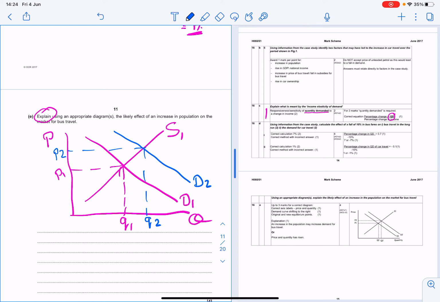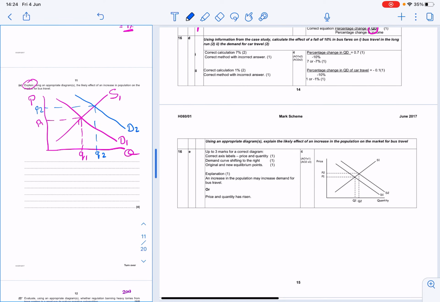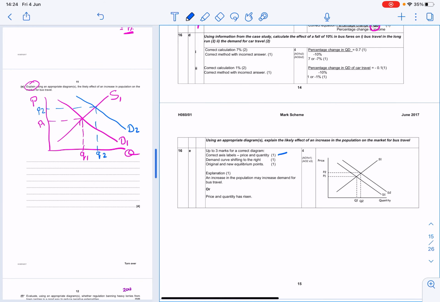So that's what's happened. And for your diagram, if we look over to the left-hand side, the diagram says up to 3 marks for a correct diagram. Correctly labelled axes, demand curve shifting to the right, new original and new equilibrium points. So we've got all of that on the diagram. So we've got the 3 marks. And then you've got an explanation. An increase in population may increase the demand for bus travel.